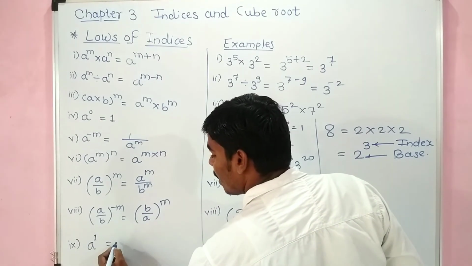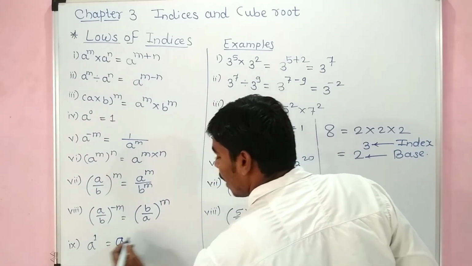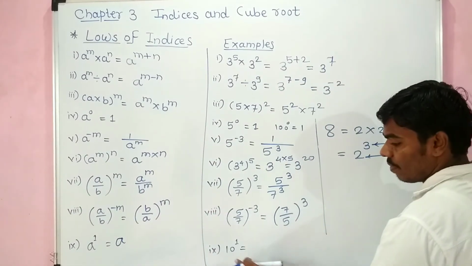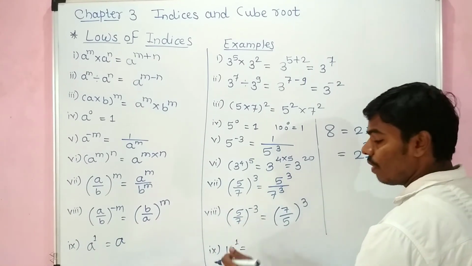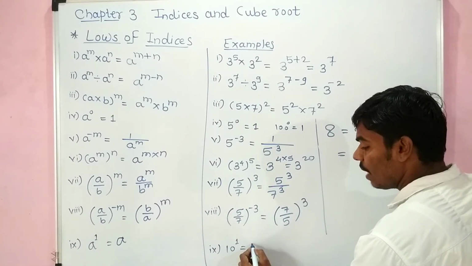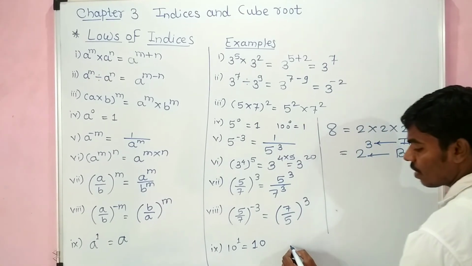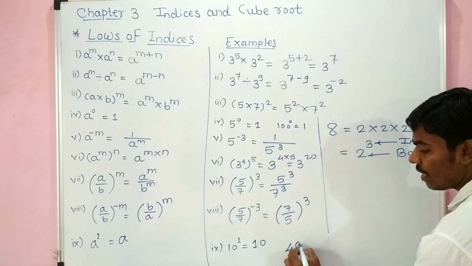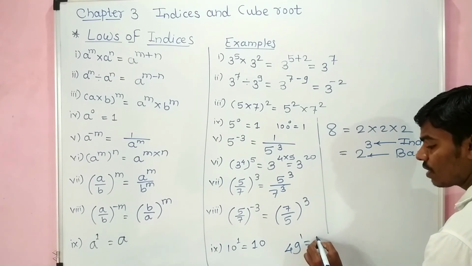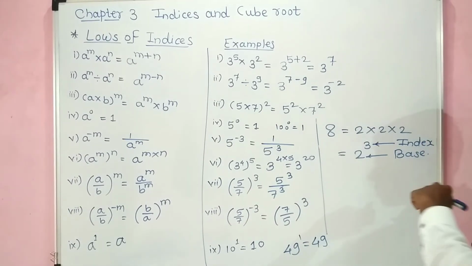And last rule is a raised to 1. The value of a raised to 1 is a. That means for any value of a, 10 raised to 1 can be written 10 only. It means if we take 49 raised to 1, therefore its value is again 49.